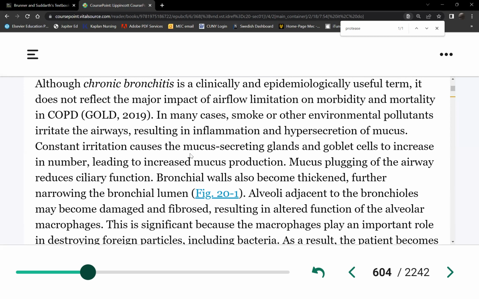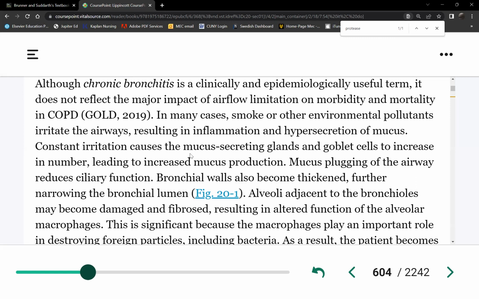Protease is an enzyme produced to destroy debris, foreign debris. So the more you smoke, the more pollutants you put into your body, into your respiratory tract. What happens to the amount of protease your body is producing? It increases. Now, at night, can a smoker smoke 24/7? No, they cannot smoke 24/7.